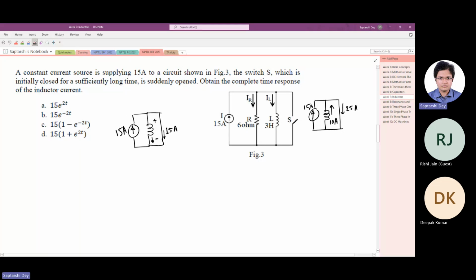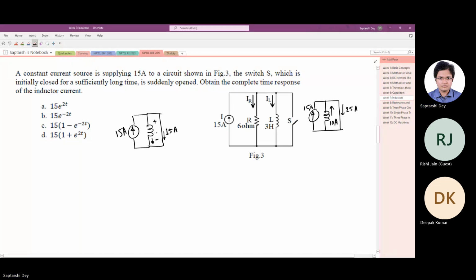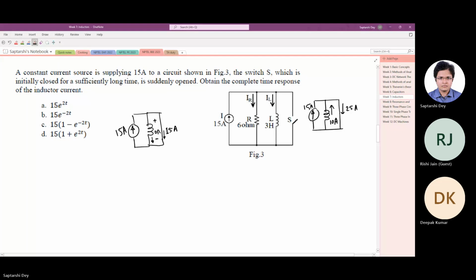So you don't know the initial current through the inductor, but since there is no other information, we will take that the switch was carrying the whole current and the initial current through the inductor was 0 ampere. That is, there was no energy stored in the inductor. Now, initially closed for a sufficient long time and is now suddenly opened, obtain the complete time response of the inductor current.